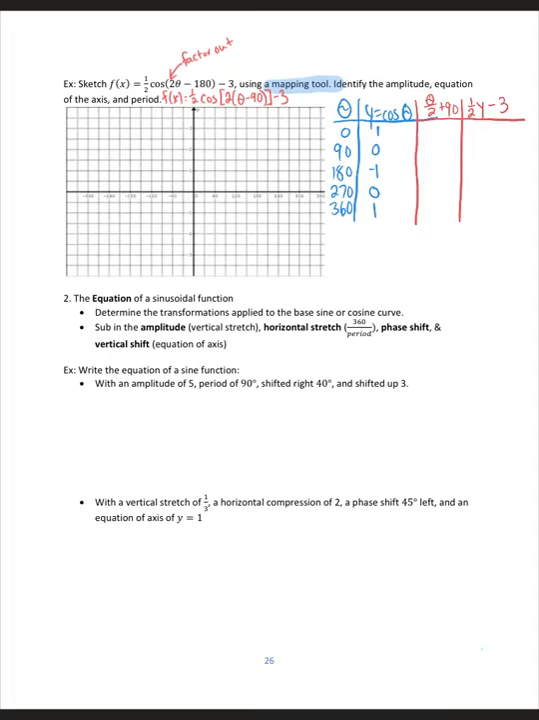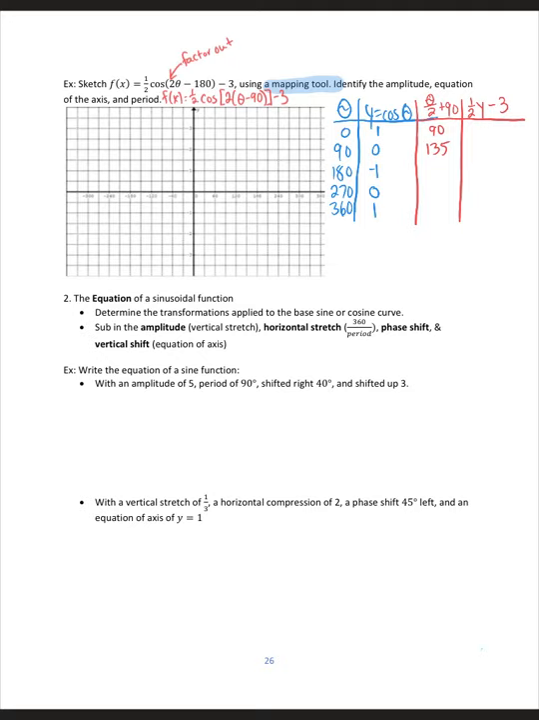Okay, so for all my thetas, I'm going to start this, and I'm going to get you guys to finish it. I'm going to divide by 2 and then add 90. So this first theta is 0. So 0 divided by 2 is 0. 0 plus 90 is 90. Okay, the next theta, 90. 90 divided by 2 is 45. 45 plus 90 is 135.